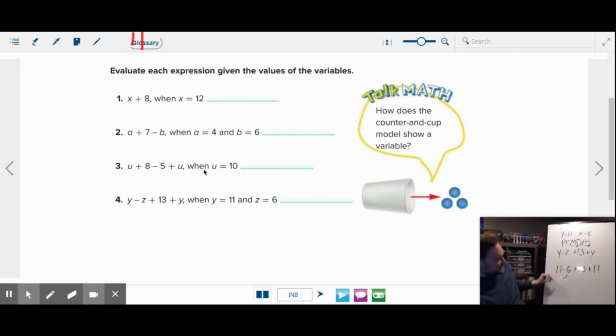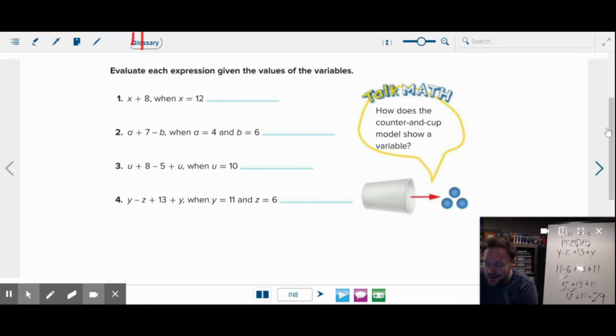11 minus 6 is 5. Bring down my 13 plus 11. 5 plus 13 is 18. Well, I'm going to make it so that you can't see. 18 plus 11. You know what it is? Yep, 29. You got it.